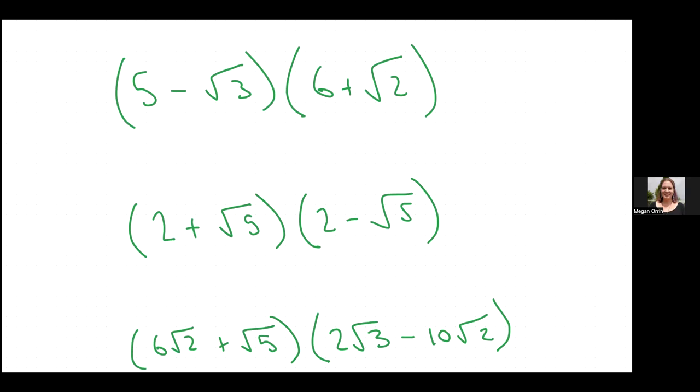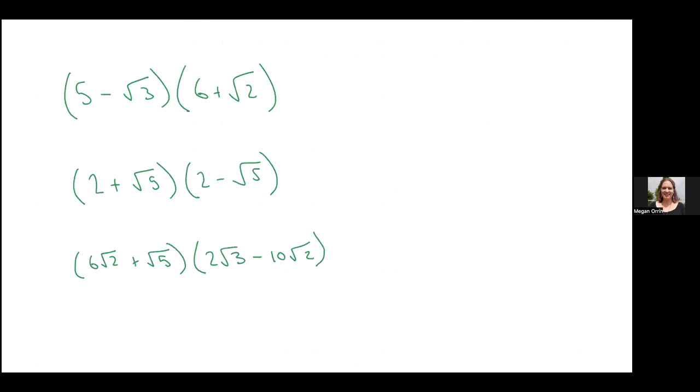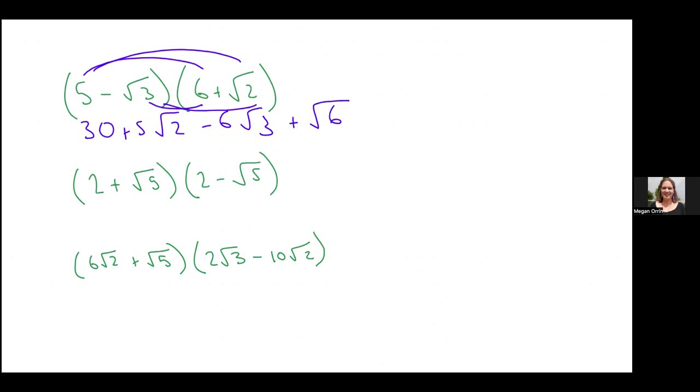All right. Let's have a go at solving these. We're going to FOIL it. So we get 30. And then we get 5 root 2. Then we get negative 6 root 3. And minus root 6. Do any of these go together? No, so I'm leaving that as my answer.